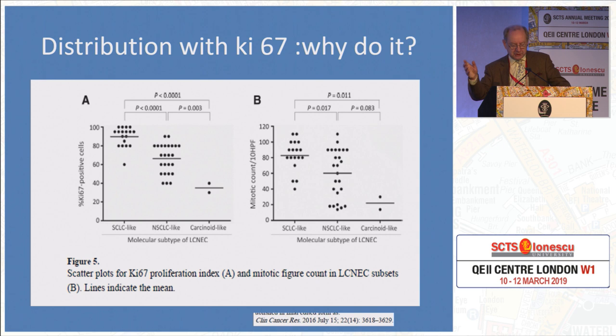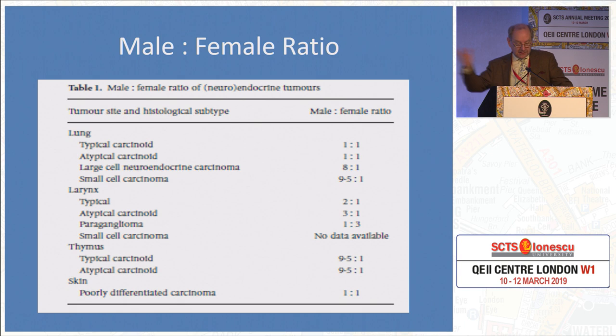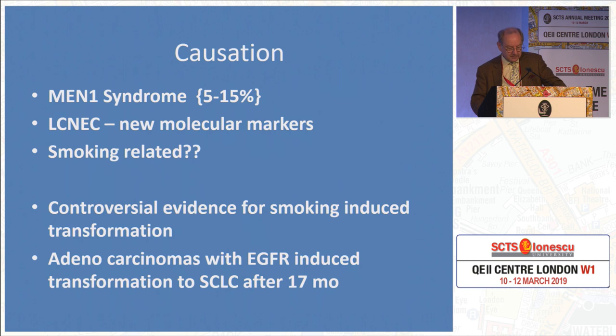And I do feel sympathy with the pathologists when they have to face this, but there are other techniques that are going to allow them to distinguish this. But Ki-67 will be accepted as part of the management of bronchial neuroendocrine tumors. So the ratio of male to females, by and large, is fairly similar, at least for the typical and atypical, it's broadly similar. But for the small cell and the large cell, it tends to be more male-dominated.